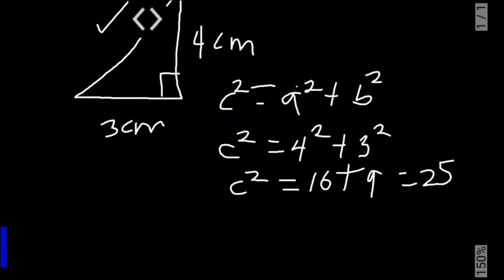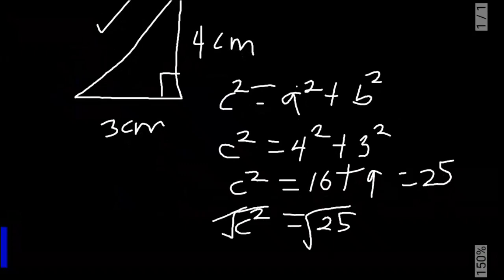So C square is equal to 25. Our C is a number which, if we take its square, we are going to have 25. What number is that? C is 5. Or we just take the square root of both sides. The square root cancels the square, and the square root of 25 is 5. So C is 5 centimeter. The missing side there is 5 centimeter.